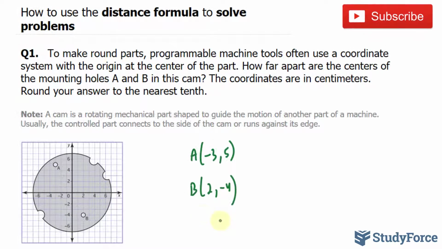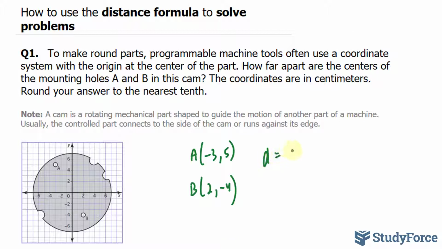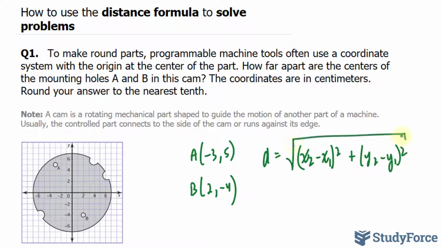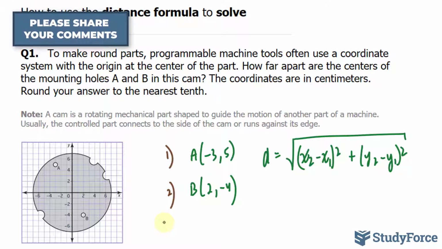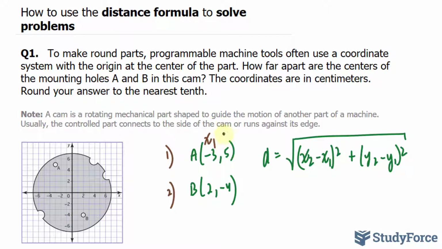The distance formula, or in other words, the formula for the length of a line segment, looks like this, where D is equal to the square root of (x2 minus x1) squared plus (y2 minus y1) squared. Now that we've written down the formula, let's call this point 1 and point 2, so that I can easily identify what x1, y1, x2, and y2 are. So I'm going to call this x1, y1, this x2, y2.